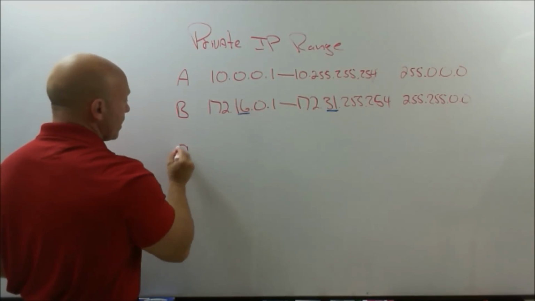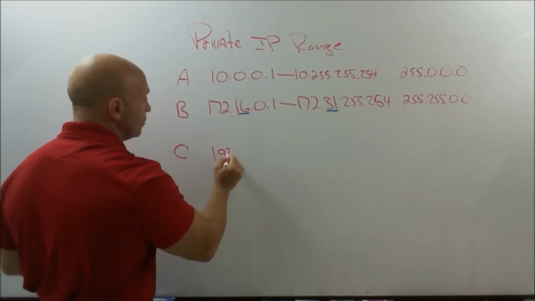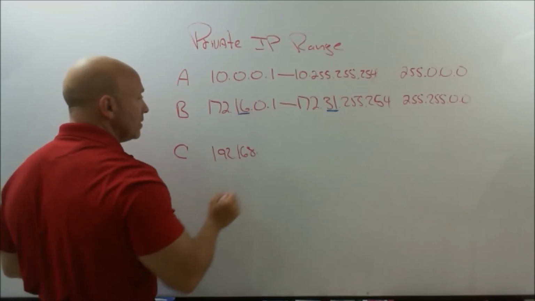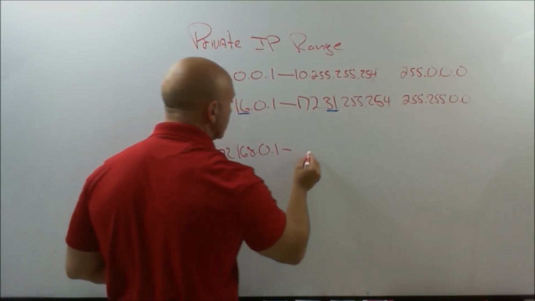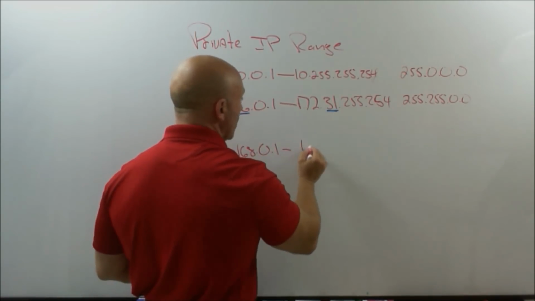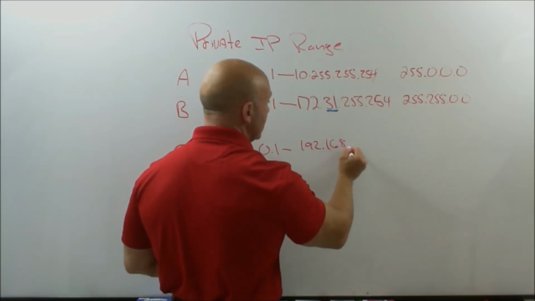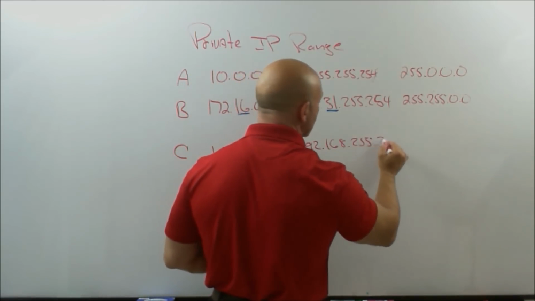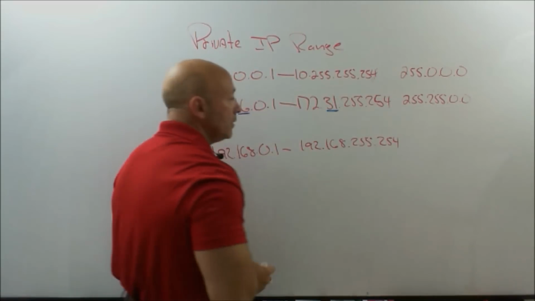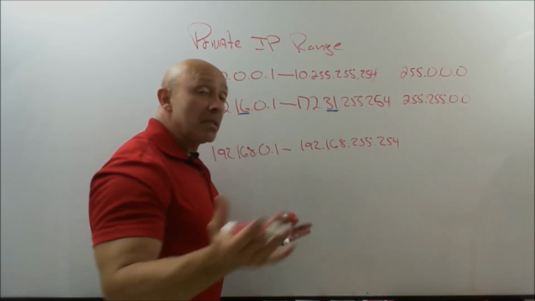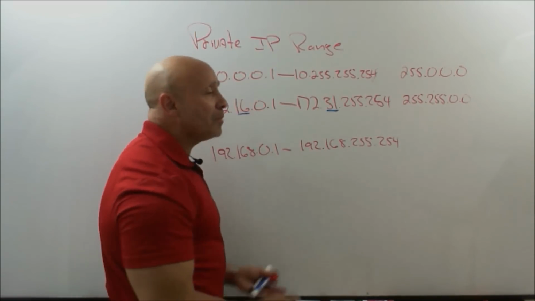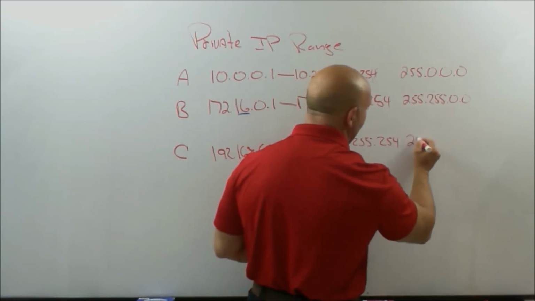Class C: 192.168.0.1 through 192.168.255.254. So now, again, if you go to the TCP/IP properties and you hit tab, it's going to give you the default of a Class C.